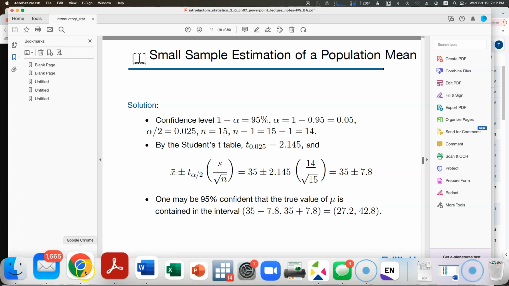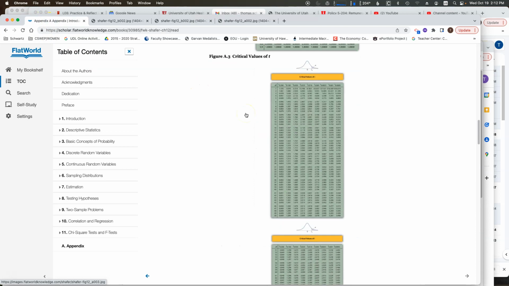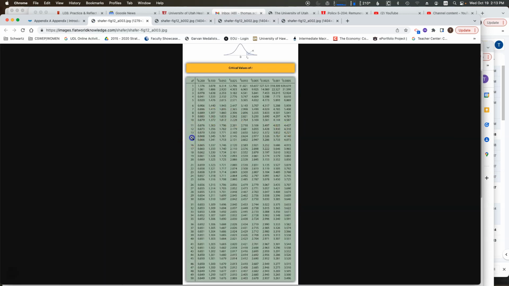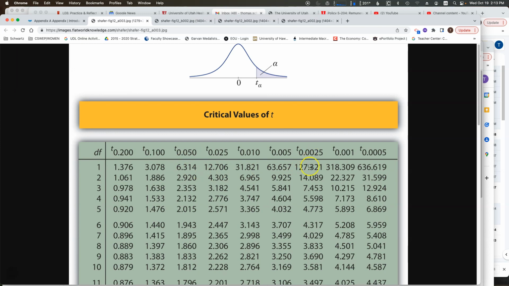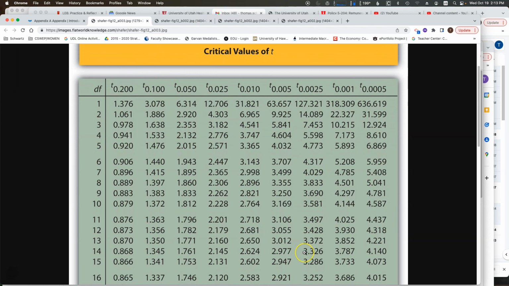So let's go here. We have 14 degrees of freedom right here, and we are looking for the 0.025, so that's right over here. So let's go down here. And what we see is that for 0.025, we have a value of 2.145 for our t statistic at 2.5% for each of the tails for 14 degrees of freedom, 2.145. Okay, so that's how we use our t statistic table.